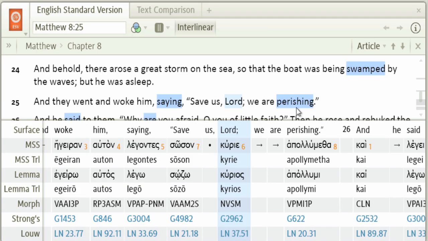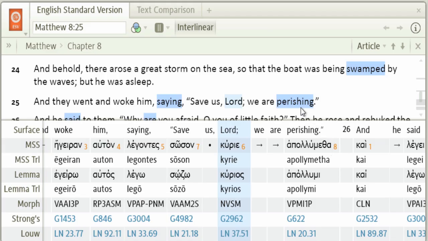Here in these two verses, Matthew 8:24 and 25, we have a few words highlighted for us because the underlying Greek verbs are in the present tense. And we're not going to look at each one of these, just going to focus in on this English verb here, perishing, which is translated from the Greek verb apolumetha.